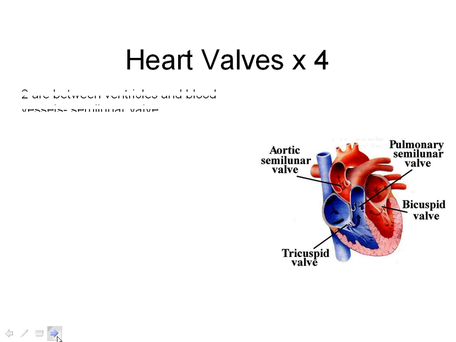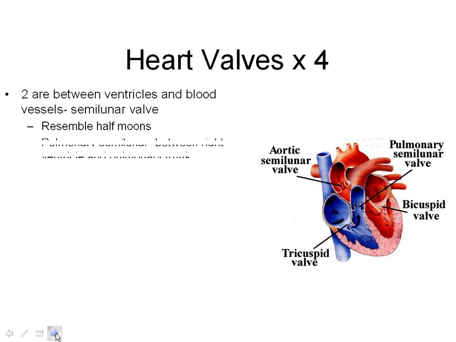Okay, flip it. And then we also have ones that are going to be in between the ventricles and the leaving vessels. So these ones resemble half moons, and so these ones right here and here. That's why we call them semilunar valves. So it's nice and easy to remember what these ones are called because it's based on where they're going.